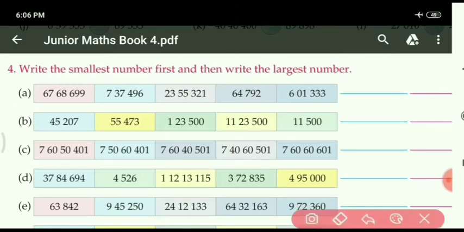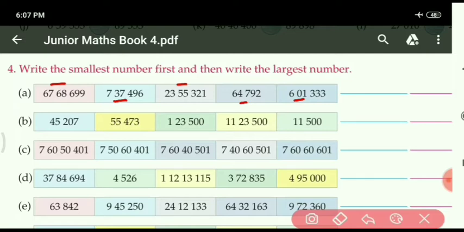It is given 67,68,699. It is 7,37,496. 23,55,321. This is 64,792, and this one 6,01,333. Here you can see two numbers are coming up to 10 lakh place, and these two numbers are coming up to lakh place, and one number is coming up to 10,000 place only.